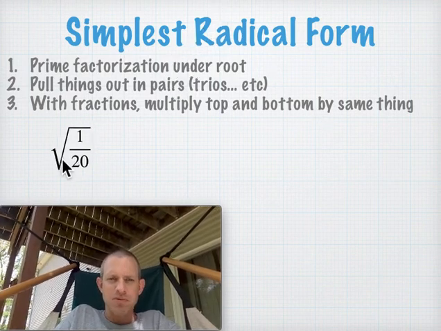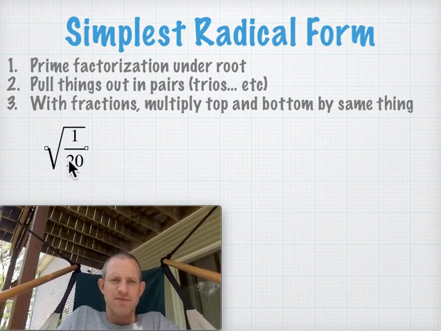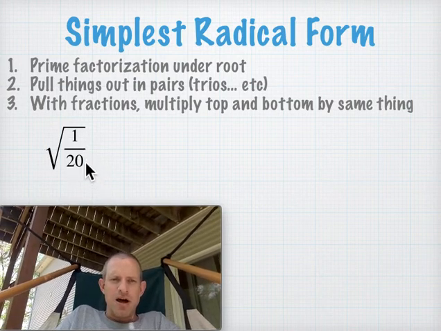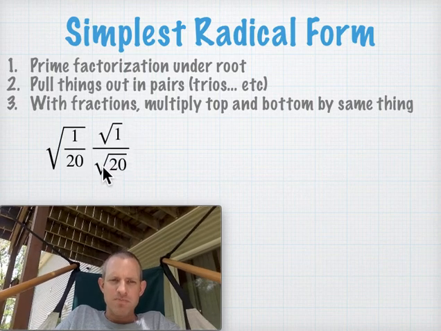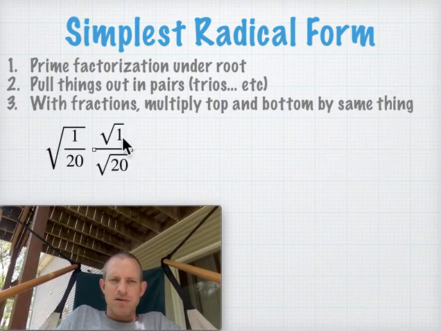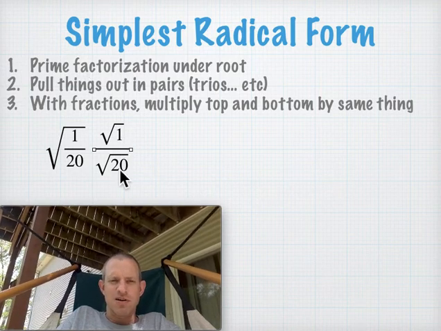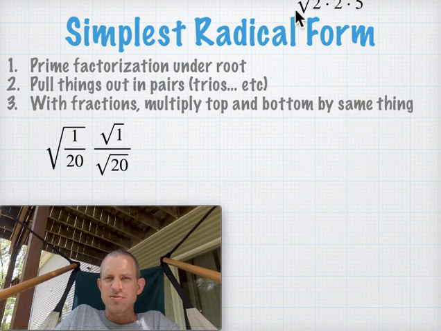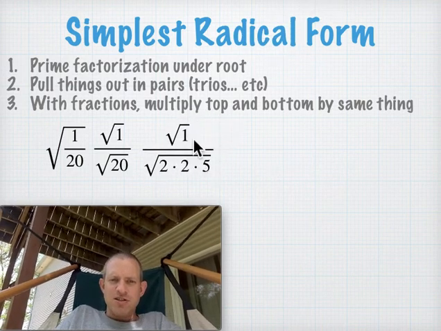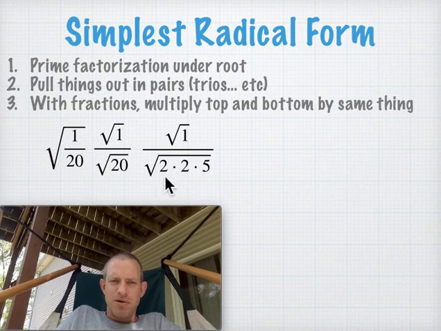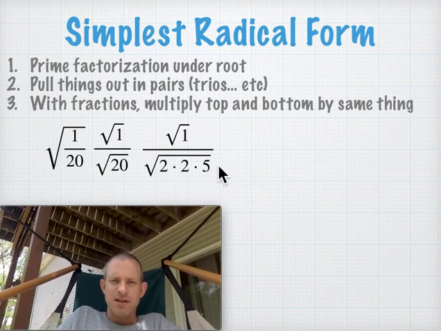So here's an example. I've got the square root of 1 over 20. No good, because you can't have the fraction under the radical. I'm going to start by taking the square root of the top and the bottom. And then I will pull the prime factorization. So 1 is just itself, but 20 is 2 times 2 times 5. And if I start to pull things out in pairs, on the bottom, I've got a pair of 2's, but I only have a single 5, and that's a problem.